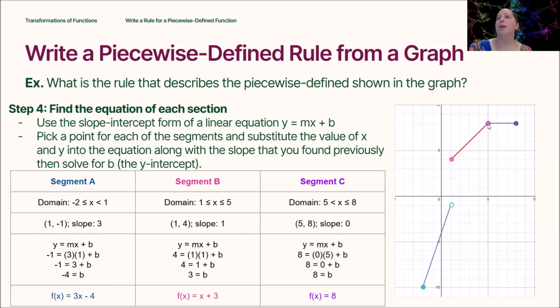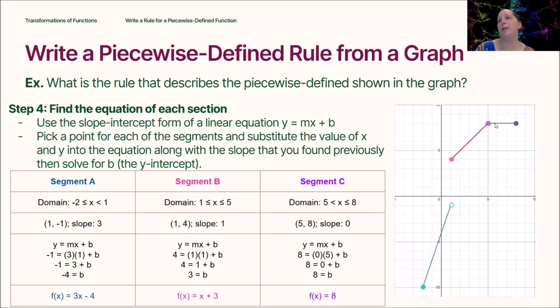For the red, it has a slope of 1. So again, I can look at the graph and realize it's going to cross at +3. But if I don't know that, I can use any one of these points on my graph and substitute them in. I used 1, 4. So I substituted 4 in for y, 1 in for x. I already had my slope. Solve for b, I got b equals 3.